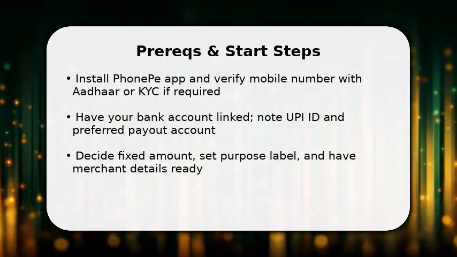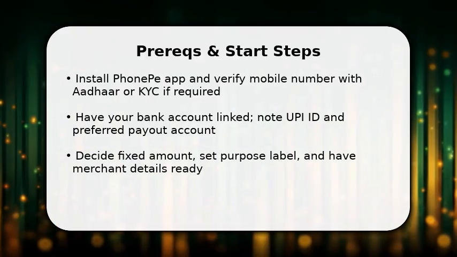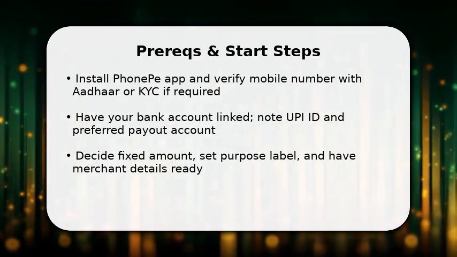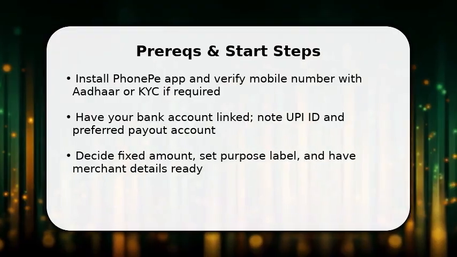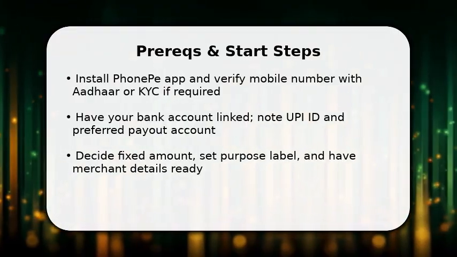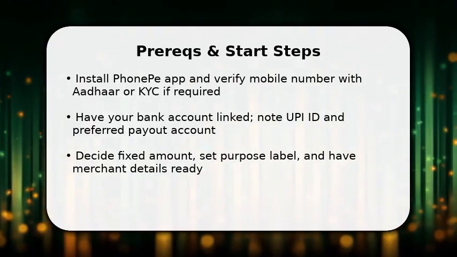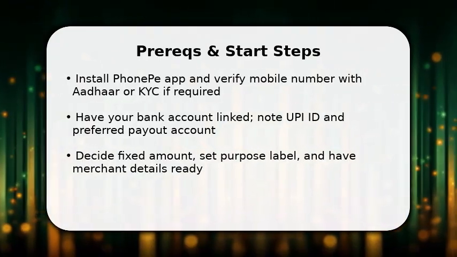Next, choose fixed amount and type the exact value you want customers to pay. Make sure the UPI ID shown matches your account. Once done, select an expiry or validity period. Because fixed amount QR codes should expire to avoid misuse, proceed to generate the QR.